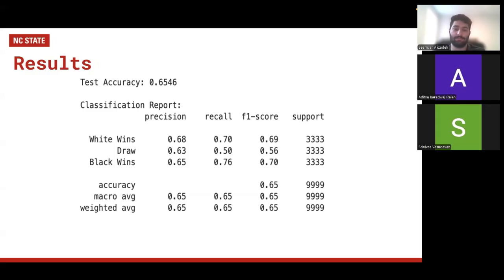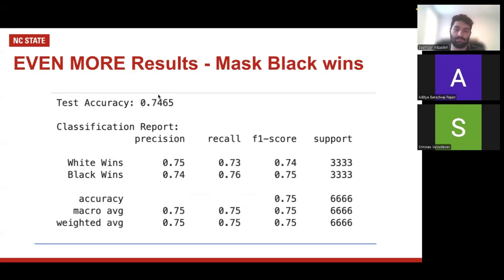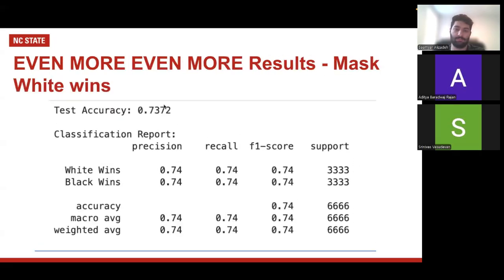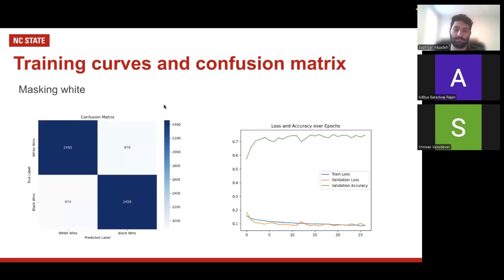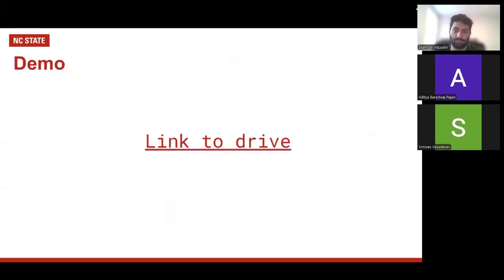But in order to experiment on whether draw indeed was the problem for getting the inferences, we did a bit of masking. Here is us masking the draws. You can see that it's getting better results. And then if we mask the other states, you can also see that it drops a bit in performance. Here are the training curves and confusion matrix. You can see that it's pretty similar across the board, but if we mask the draws, it's clearly better.